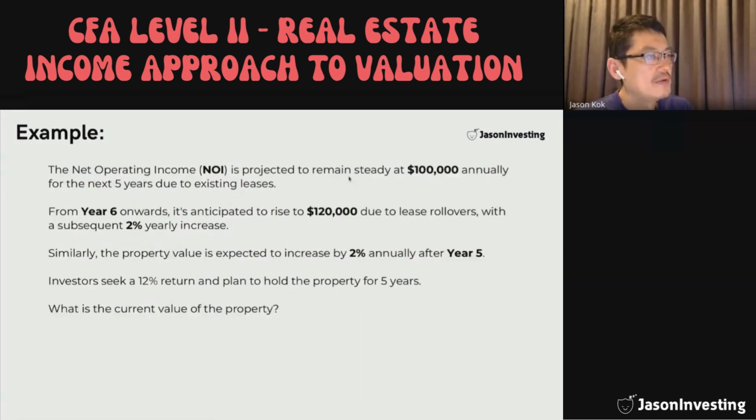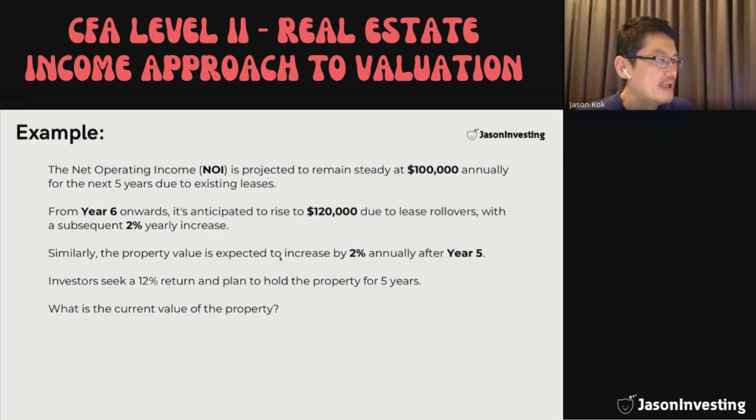The NOI is projected to remain steady at 100,000 annually for the next 5 years due to existing leases. Because of the existing lease, we can be fairly sure that the NOI is 100,000. The reason I say fairly sure is because NOI is calculated after deducting the operating expenses, which we cannot know for sure. From year 6 onwards, it's anticipated to rise to 120,000 due to lease rollovers, and you're anticipating quite a significant rise in the NOI, right? 100,000 to 120,000. And you're also assuming a subsequent 2% yearly increase.